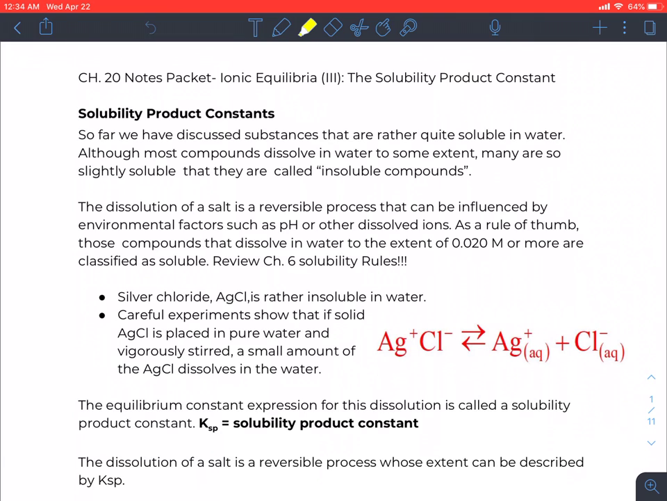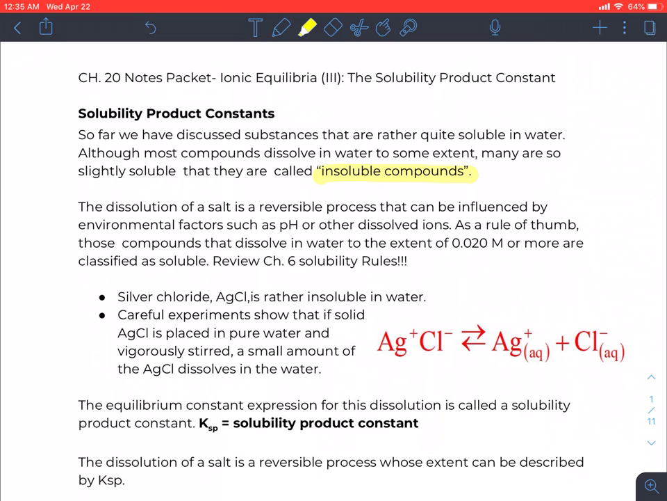Okay, so I'm just going to read through this real quick. So far we've discussed substances that are quite soluble. So we've talked about acids, we've talked about other substances such as salts, things with sodium or nitrate, other soluble things, okay? Although most compounds dissolve in water to some extent, many are so slightly soluble that they are called insoluble. And so you will want to review your solubility rules from chapter 6 and get very familiar with them as we're going forward in this unit.